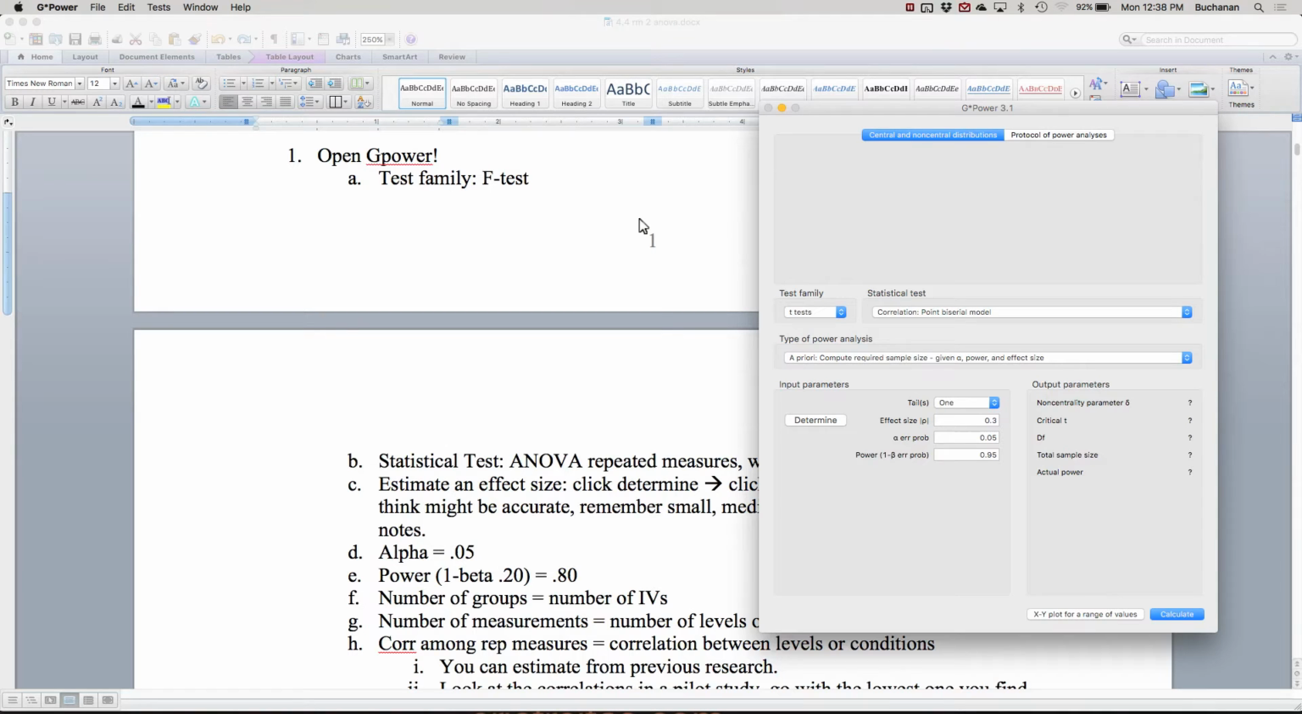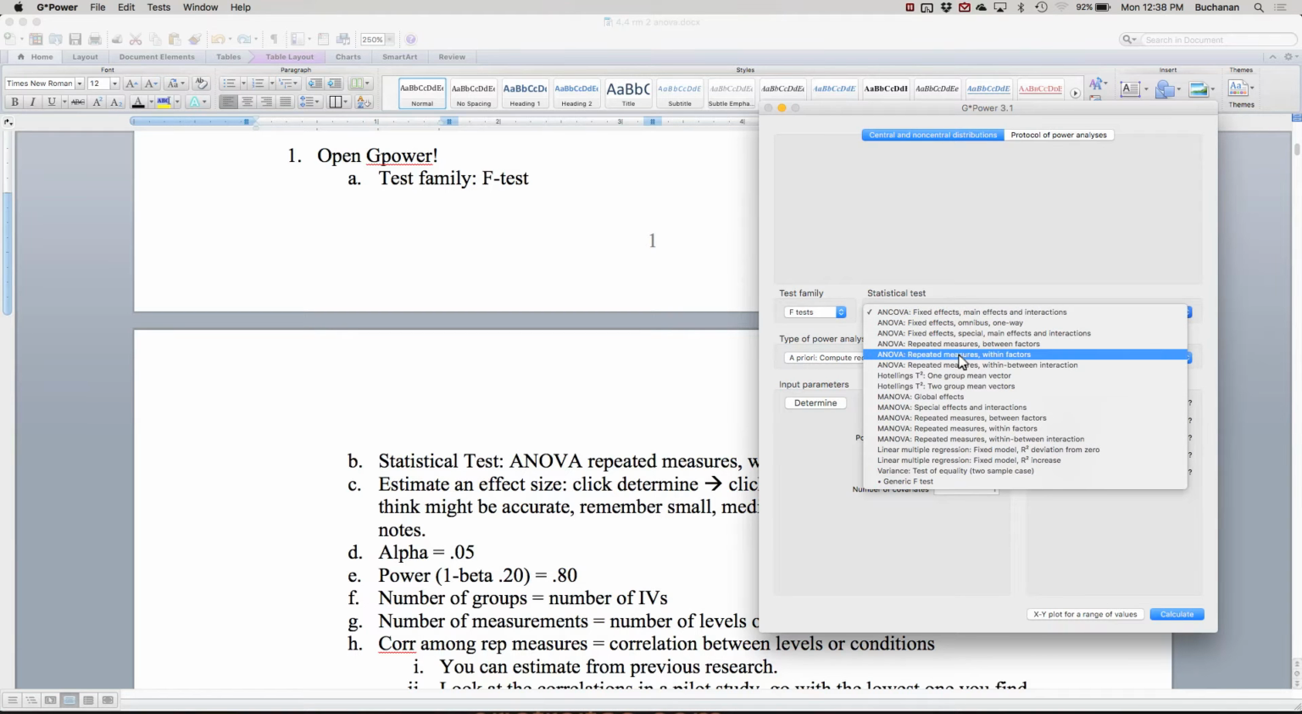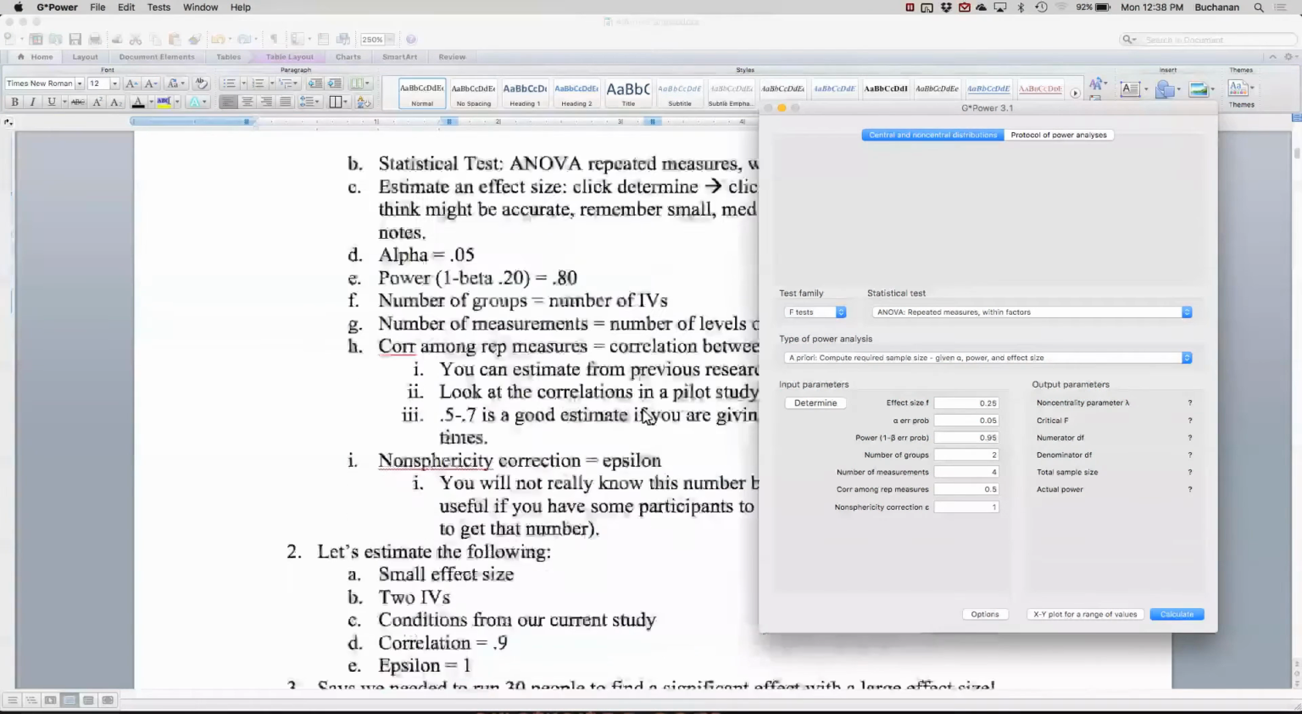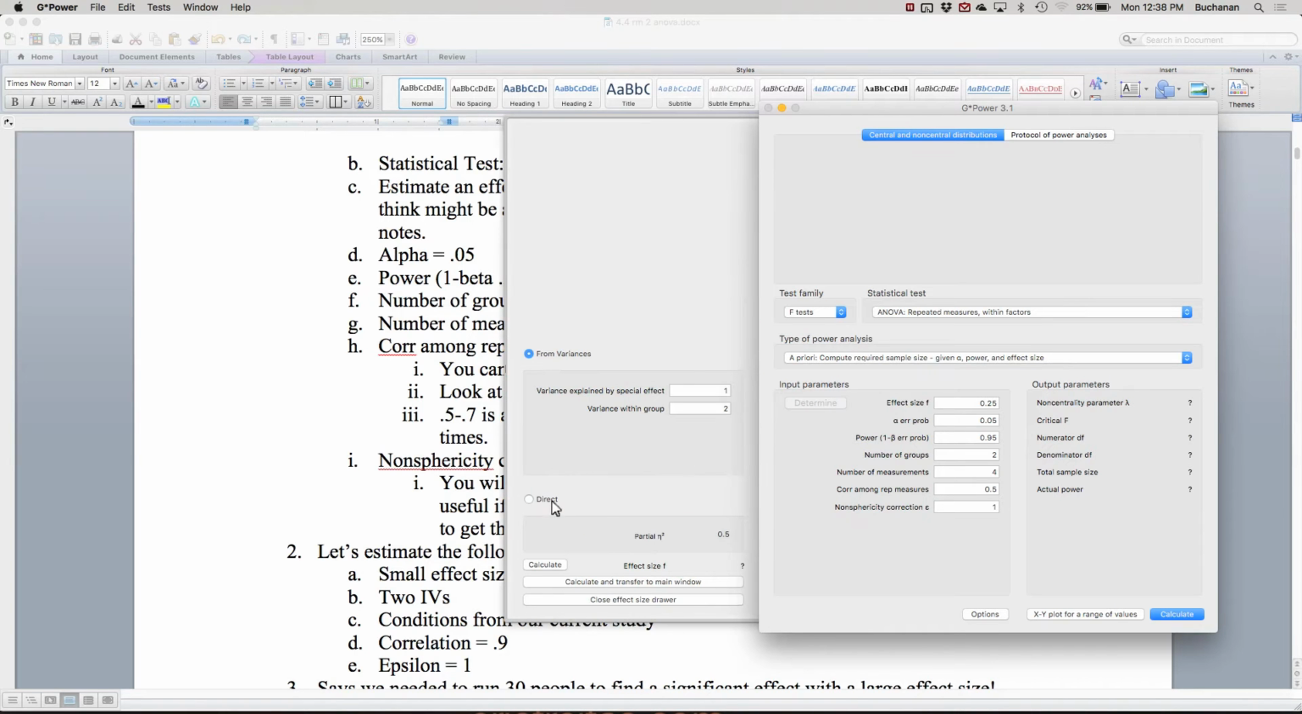So this is actually exactly what we did last week. So under test family, you click F test. It's ANOVA repeated within, because everything is repeated. So it's repeated, repeated. Here's the part that's going to change. What did I say to do for this example? Let's do a small effect size. So click determine. Direct, and then small is 0.01. Calculate transfer to main. Okay, so that changed the effect size F to 0.10.